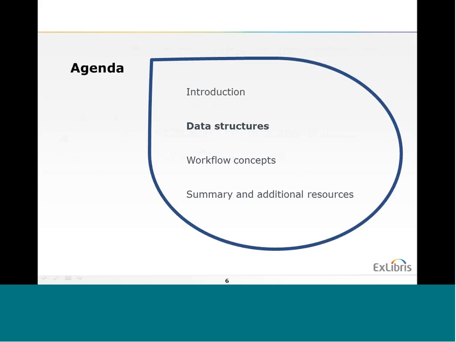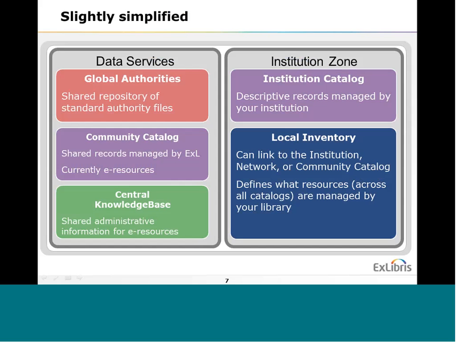So let's look first at data structures. The Alma data model has two basic zones. First of all, the data services zone, in other words called the community zone, and the institution zone that has your own catalog and inventory.